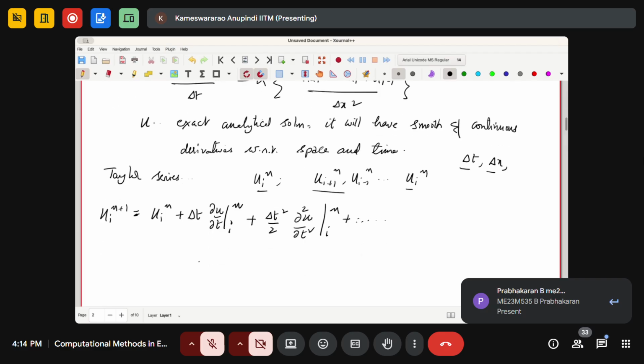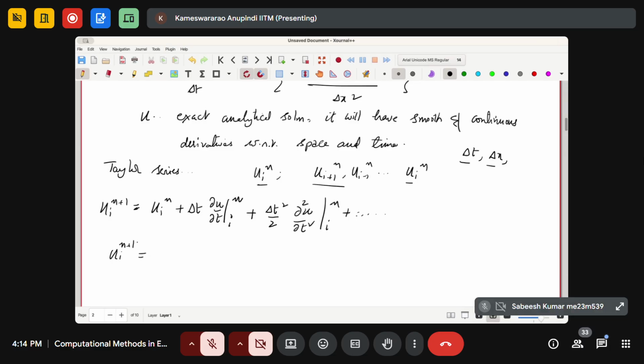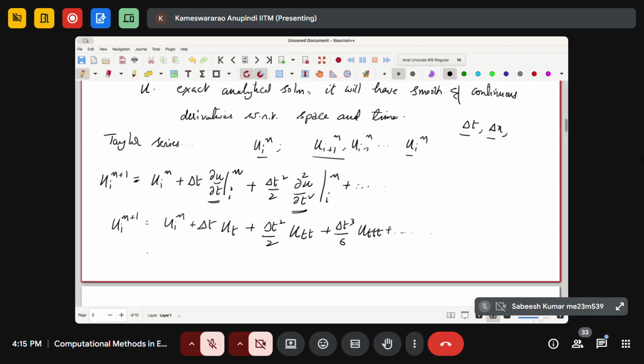Okay. But then I want to slightly rewrite this so that the convention will be easy for us. So u_i^(n+1) equals u_i^n plus delta t. I'm going to write ∂u/∂t as u sub t. The moment I write u sub t, that is going to be partial u upon partial t. I'm writing a small notation here so that it is easy. Delta t squared by 2 u sub tt, that is going to be the same as ∂²u/∂t², plus delta t cubed by 6 u sub ttt and so on. So that is the convention I'm following.